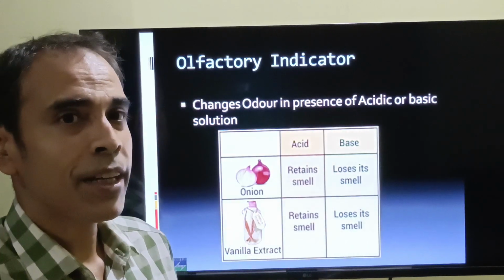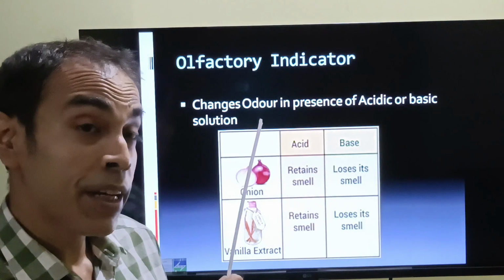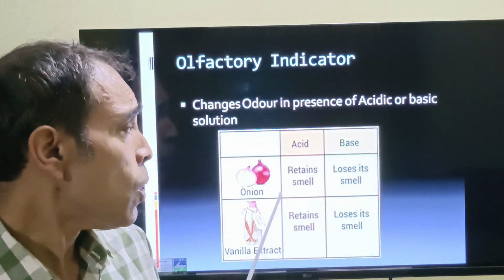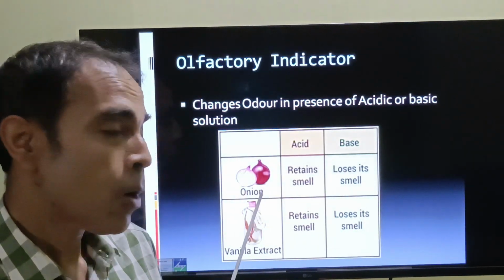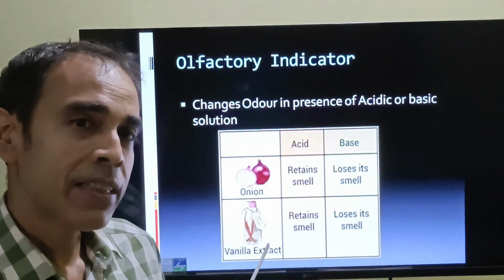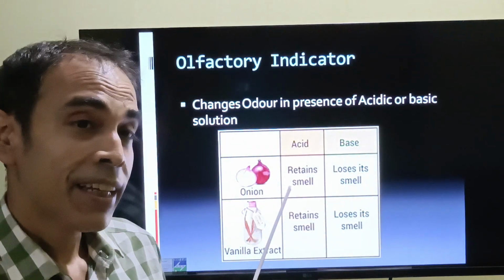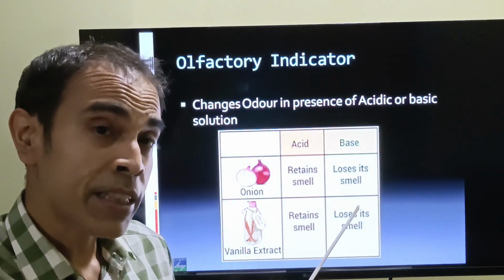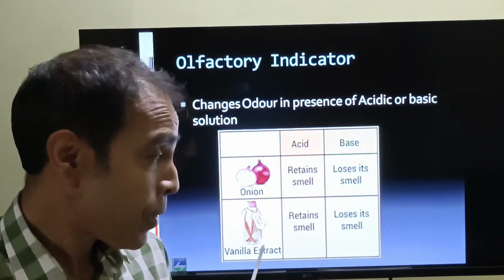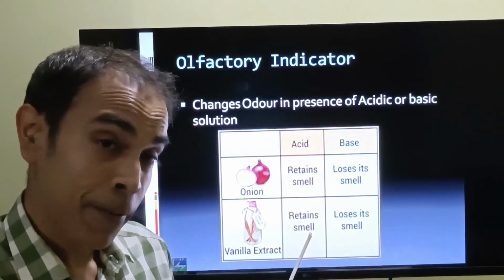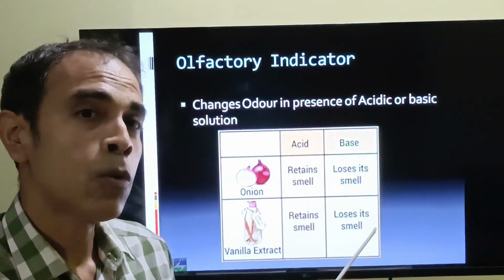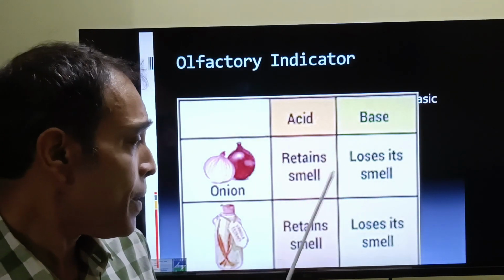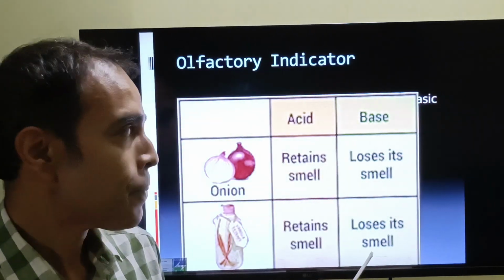The third type we talk about is the olfactory indicator. What are olfactory indicators? Olfactory indicators are indicators whose odor changes in the presence of acidic or basic solutions. Onion is an olfactory indicator. Secondly, vanilla extract. When you put onion in an acidic solution, it retains its smell, whereas in basic solution it loses its smell. Similarly, when you put vanilla extract in acidic solution, it retains its smell, whereas in basic solution it loses the smell. So in acidic solution onion retains smell, in basic it loses smell; vanilla retains smell, loses smell.